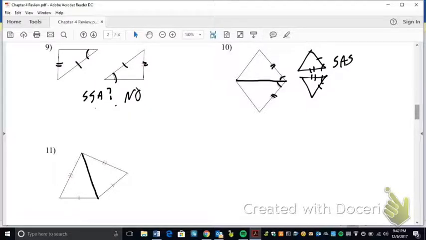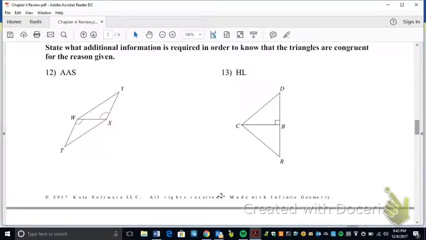Same general idea for number 11. You've got that middle side. I love that term, the side in the middle. You've got the middle side being congruent to itself. So we're going to go side, side, side, because we have three sides on one triangle congruent to three sides of another triangle.